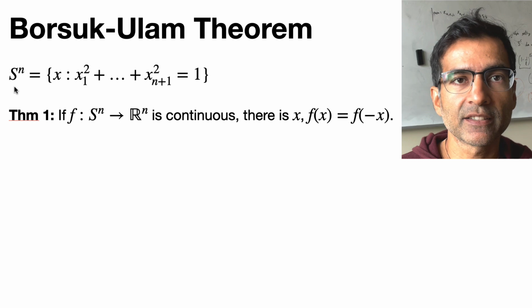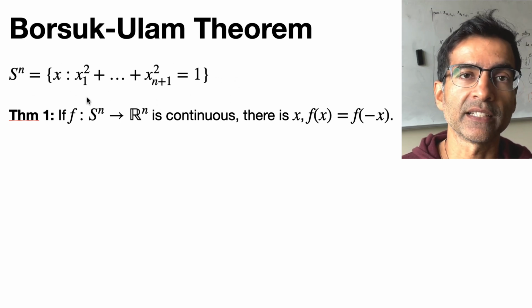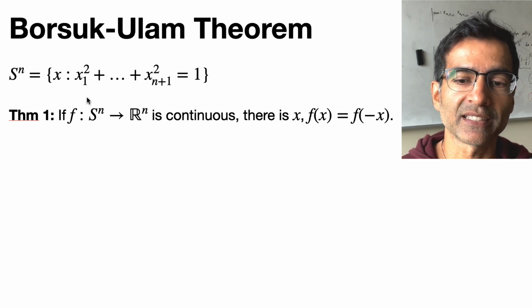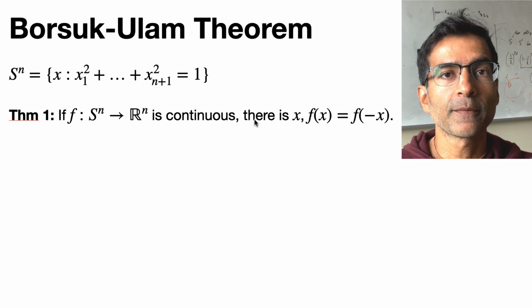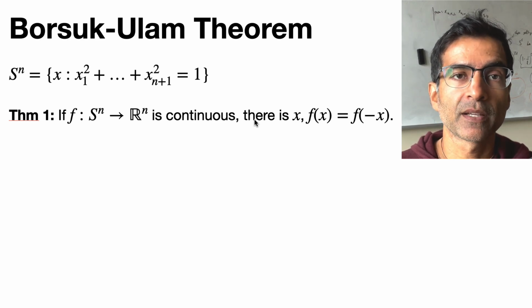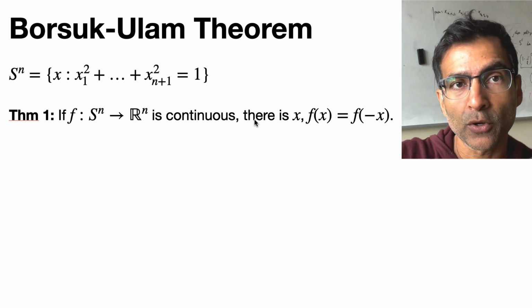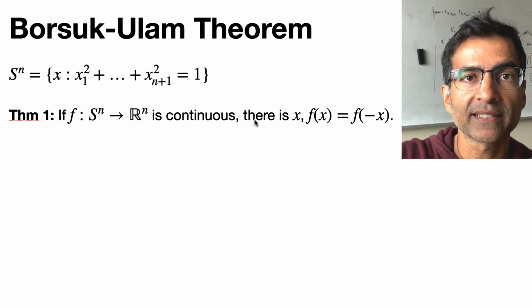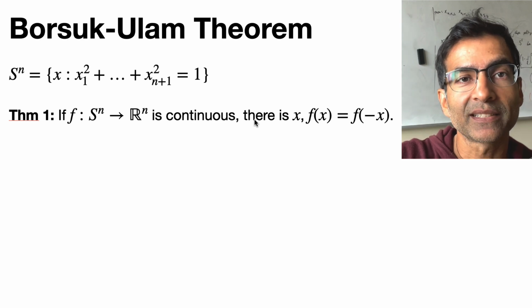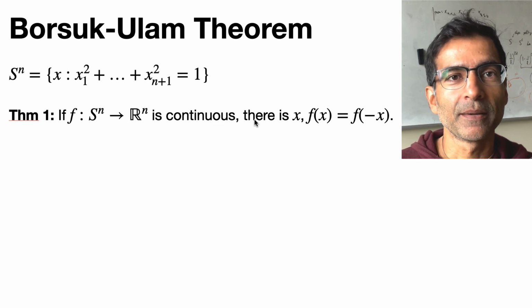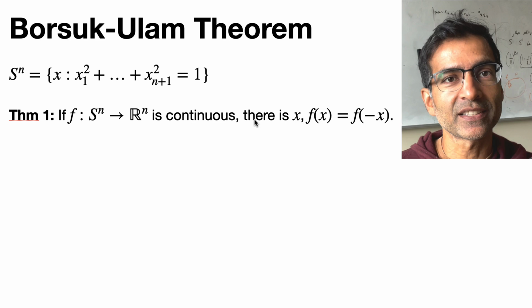Let's define Sn to be the n-dimensional sphere. So that's this set. It's a set of points in n+1 dimensional space whose length is exactly 1. The theorem says that if f is any continuous map from the sphere to n-dimensional space, then there have to be two antipodal points on the sphere, so a point x and minus x, that get mapped to exactly the same point in n-dimensional space. Okay, so it's a very simple statement, but the statement is very interesting.